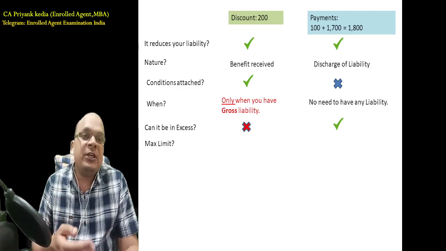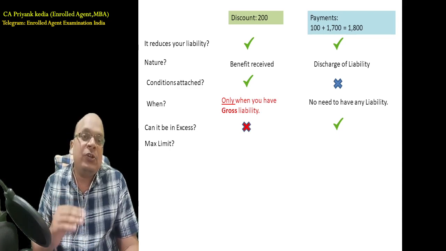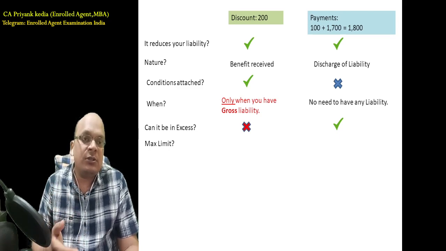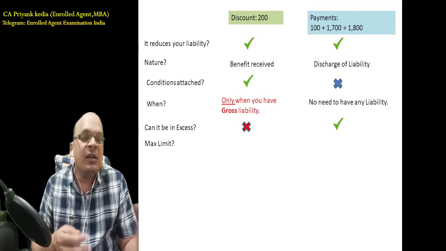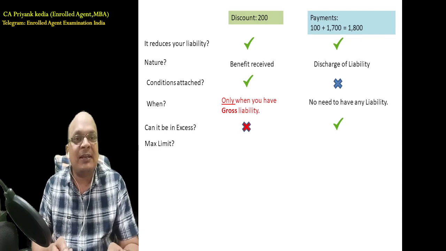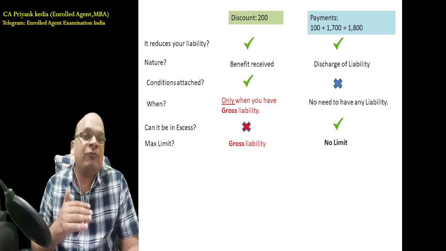What is the maximum limit to avail the discount? Of course, the maximum limit of discount is fixed at your gross liability. You can have a maximum discount of $2,000, right? You can have the item for free, but the shopkeeper is never going to give you the iPhone plus $100 from his own side, right? So there is a maximum limit to avail a discount, that is your gross liability. But again, there is no maximum limit for the payment.